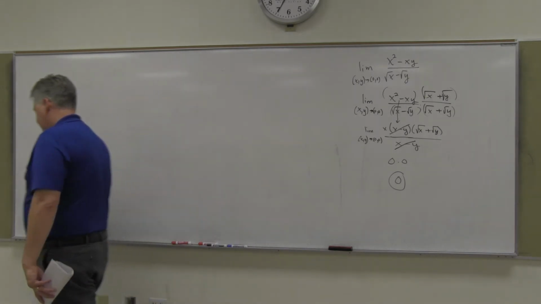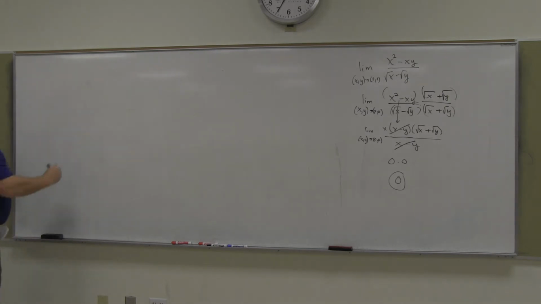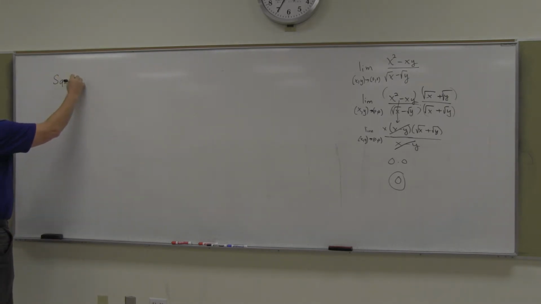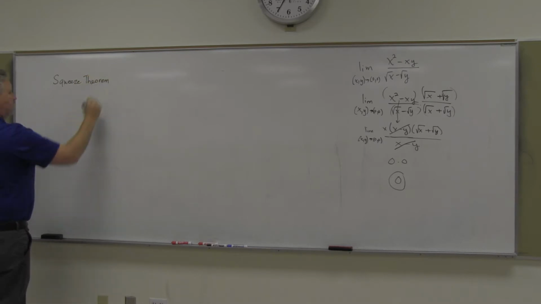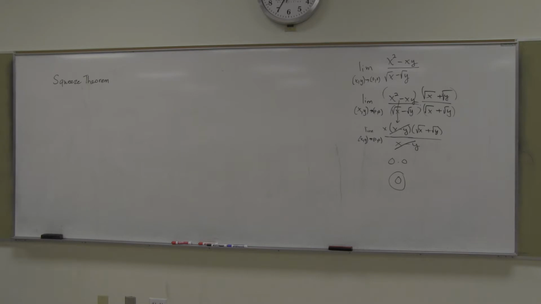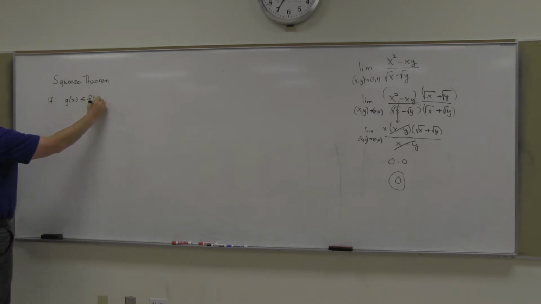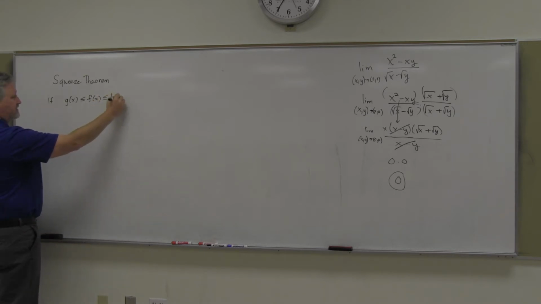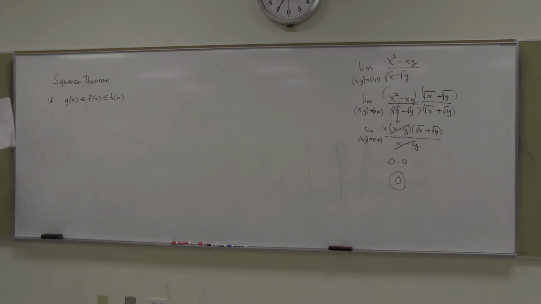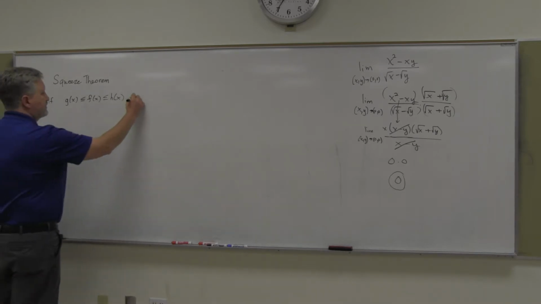The other thing that I don't think we've used previously is called the squeeze theorem. That's another tool that we can use in this case and other places too. The squeeze theorem is this: if f of x is between two other functions, we can set up an inequality. On the one hand, g of x is less than or equal to f of x, and also f of x is less than or equal to h of x, so we can just write it as a three-parter.